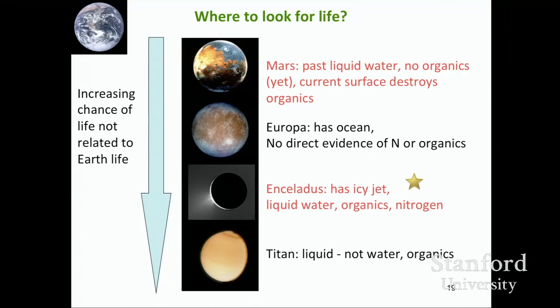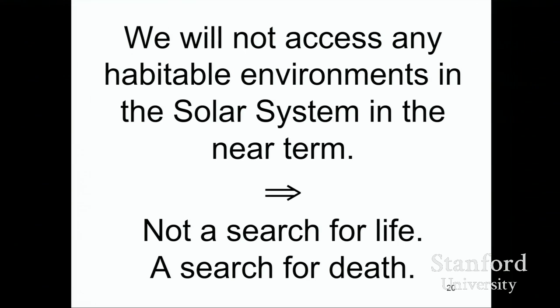I'm going to speed up a little bit. Where to look is the next step. Earth, Mars, Enceladus, water, as we were talking about earlier. Titan is the other world with a liquid, but the liquid's not water. So unfortunately, in our solar system, none of the environments we can access are likely to be habitable, which means we're not likely to find anything that's alive. What we're going to find is dead microorganisms, death. So we're not doing a search for life, we're doing a search for death.